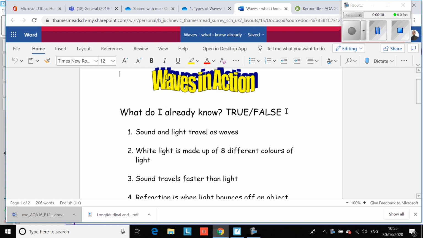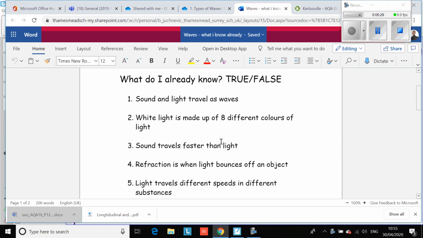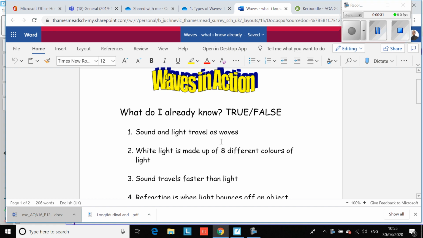What do I already know? You can print this off and write true or false, or you can simply write the question in your book and write true or false. That'll probably take you just a couple of minutes to get through. So what I would like you to do then is just write one sentence as to your reason why you think it's true or false, or an example.